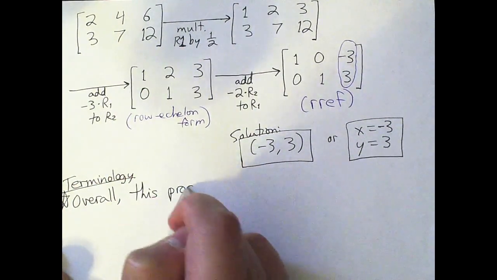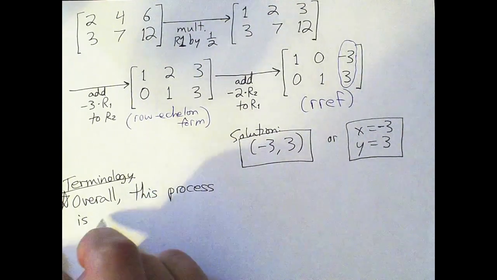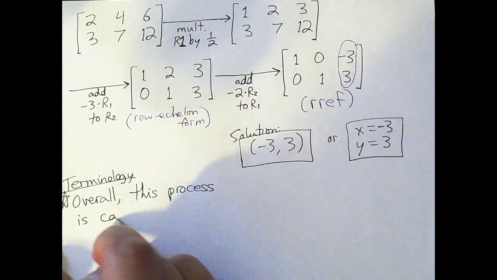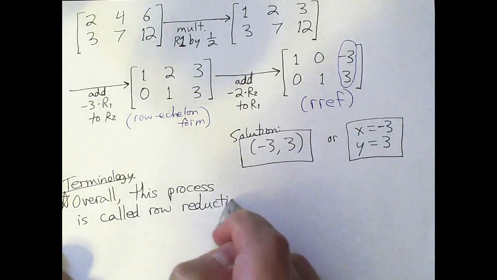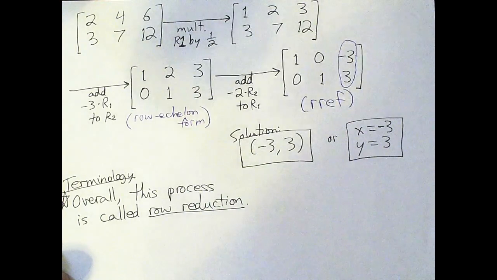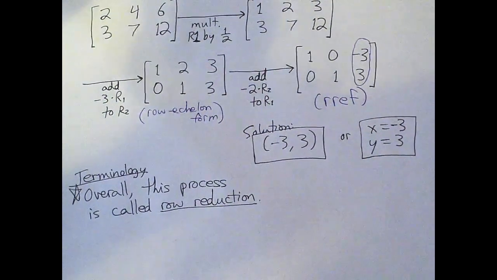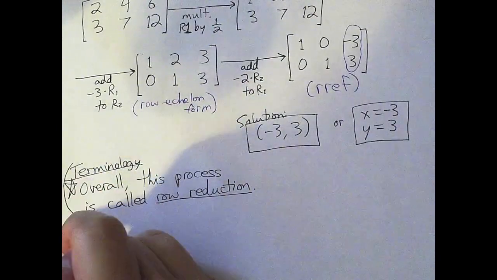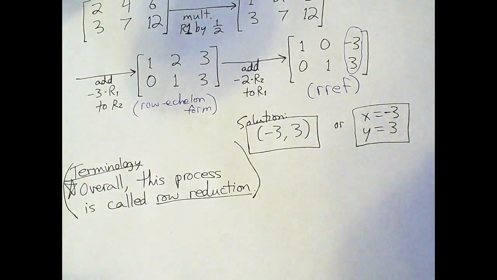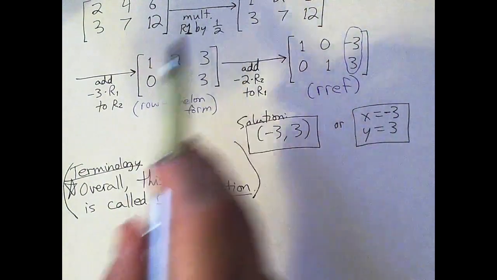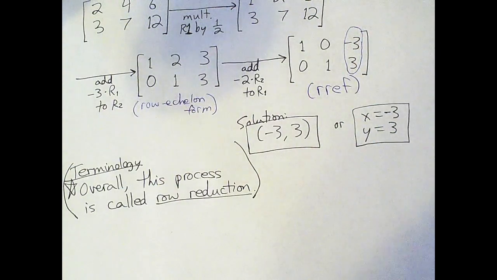Overall, this process is sometimes called row reduction. So we might say that we are performing row reduction steps in order to get row echelon form and reduced row echelon form. That's just a little side note in case you hear me use that word. If I say that we are row reducing the matrix, it's just these kinds of steps that we're doing.